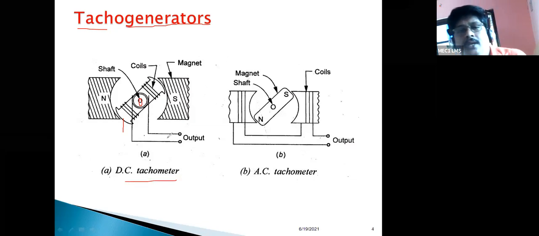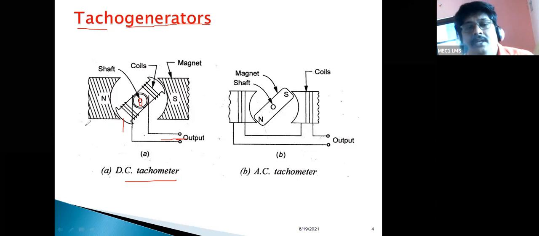Whenever the shaft rotates, the core also rotates. Thereby it cuts the magnetic flux, and thereby a DC voltage is produced. It cuts the magnetic field, thereby the DC voltage is produced. This DC voltage is proportional to the speed of the rotating shaft.